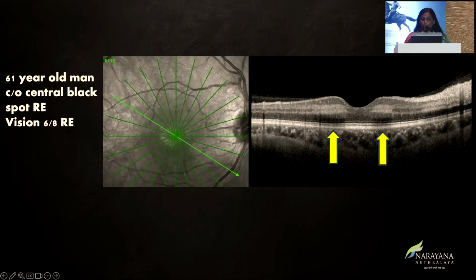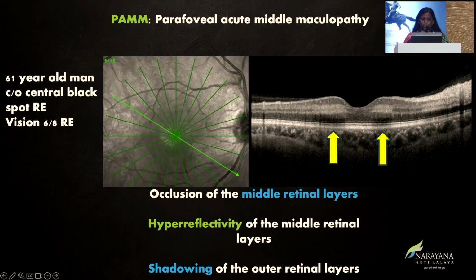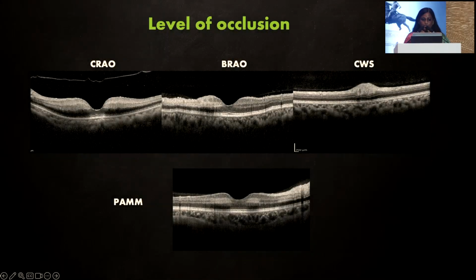These patients may come to you complaining of a central or paracentral scotoma. And this is a very subtle thing. It's a middle layer ischemia that leads to something called PAM, parafoveal acute middle maculopathy. Clinically, they may look normal, but you can pick this up on an OCT, and you can obviously tell the patient that there has been an ischemic insult. So these are occlusions at various levels. Cotton wool spot is, of course, an occlusion or a nerve fiber layer infarct. So I've just put it there.